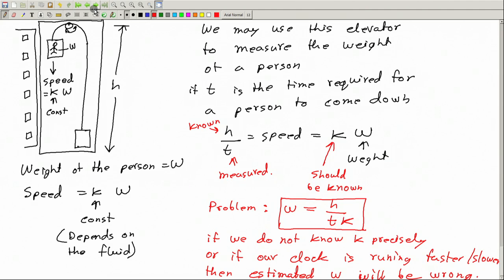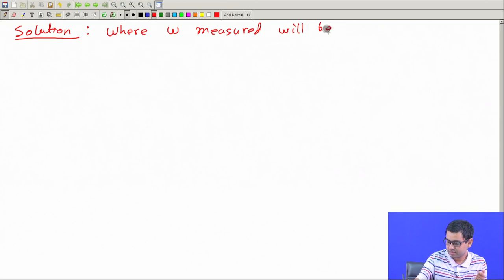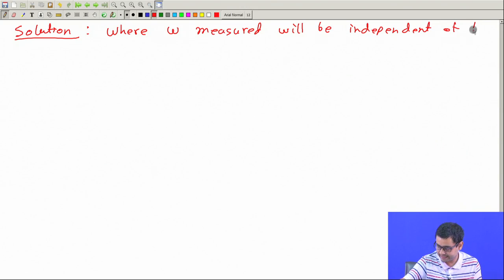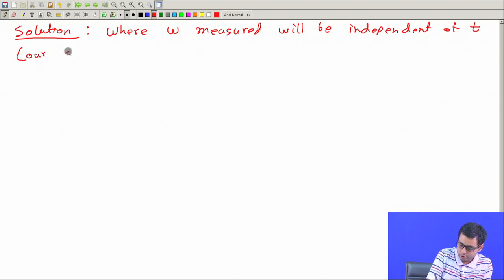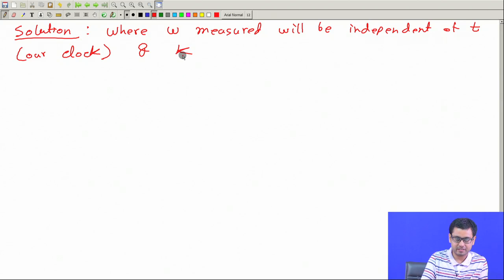Now, we propose a modified scheme, a solution where this w measured will be independent of t, that means our clock, whether that is fast or slow does not matter. So, it will be independent of the clock and k, that means our knowledge of k. We will somehow make the measured value of w independent of these two factors.